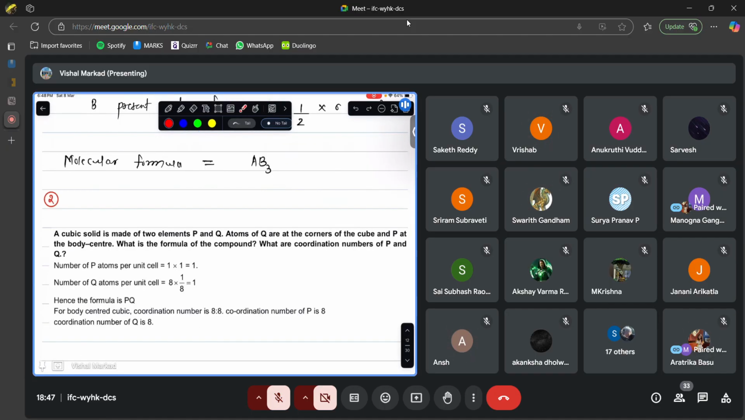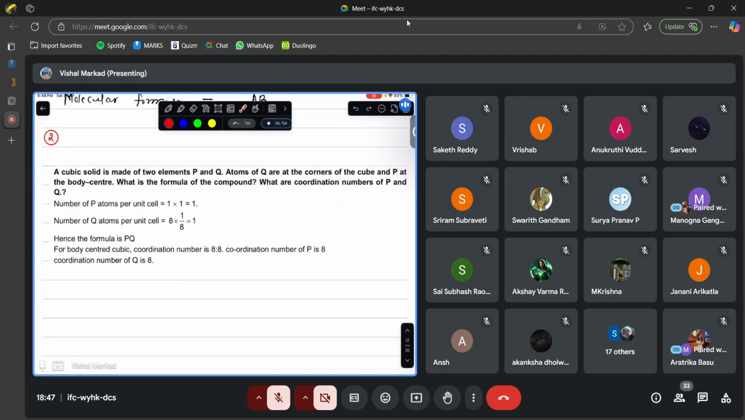Okay. Now this one you have in the exam. You read it once. Forget about coordination number and all, just this one first. A cubic solid is made of two elements P and Q. Atoms of Q are at the corners of the cube and P are at the body center. What is the formula of the compound? First we'll talk about the formula. P is present at the body center. What is the contribution of atoms present at the body center? 1. So P is 1.